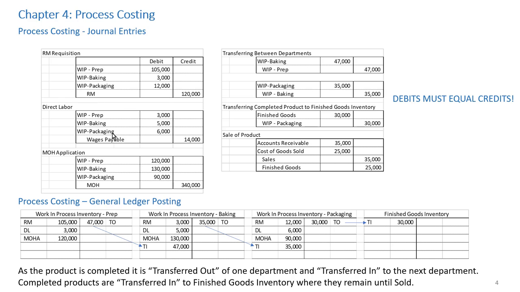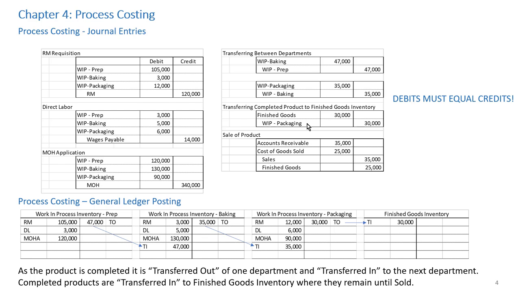Costs flow from department to department as what gets started or transferred in one department will get transferred out as it moves to the next department once the departmental process is completed. Once the entire manufacturing process is complete, the product will be transferred from the work in process of the final department to the finished goods inventory, where it will remain until it's sold.